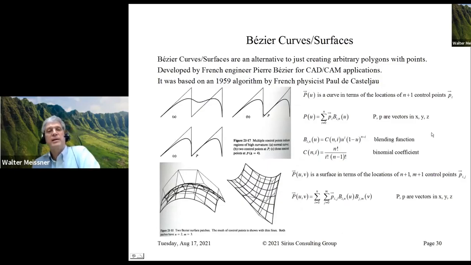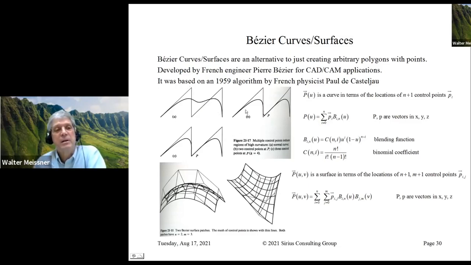Now, the thing about using polygons is sometimes you want to do very elaborate surfaces, so there's something called Bezier curves and surfaces. It's an alternative to creating arbitrary polygons with points. It was developed by the French engineer Pierre Bezier for CAD-CAM applications, and it was based on a 1959 algorithm by French physicist Paul de Casteljau. What you see here is straight lines with points at the end. And these points serve as control points.